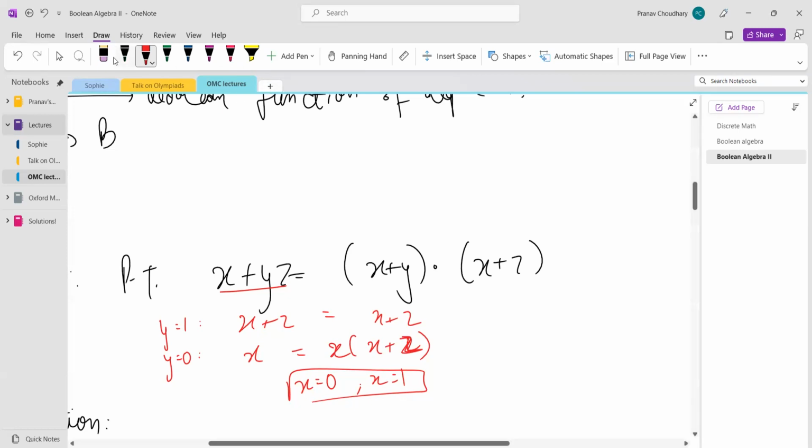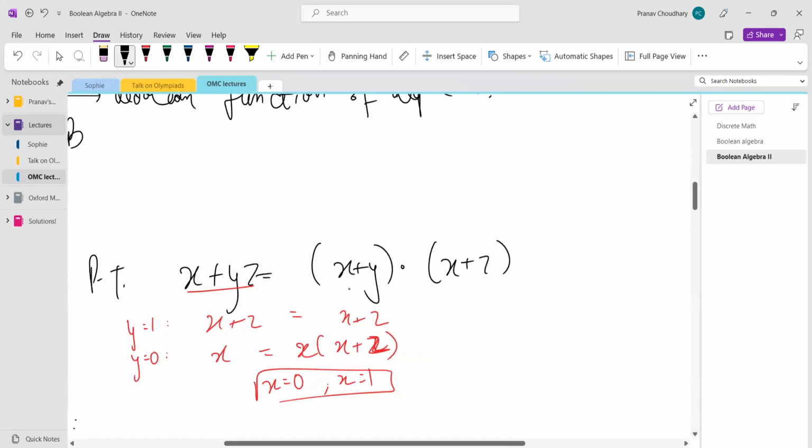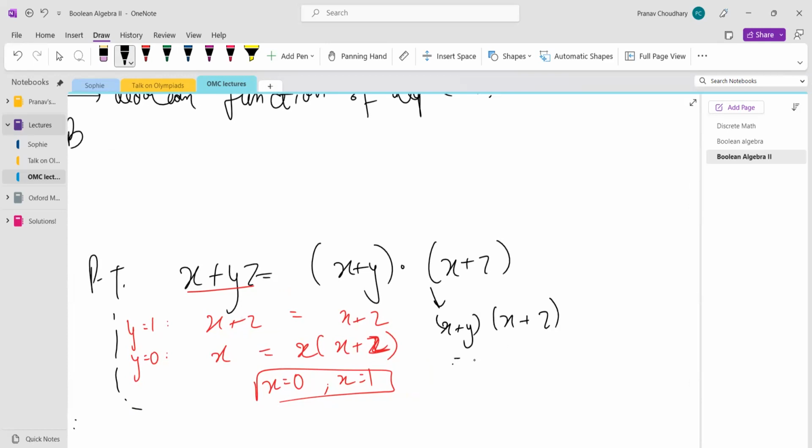Another way to prove this is, the correct way to prove the distributive law is the one which Shresh said. But let's just assume the distributive law. What will this give you? x plus y times x plus z is equal to x times x plus x times y plus x times z plus y times z, right? x times x is x, because if x is 1, then 1 times 1 is 1. If x is 0, then 0 times 0 is 0. So x times x is just x, plus x times y plus x times z plus y times z.